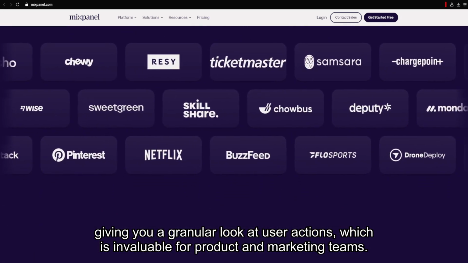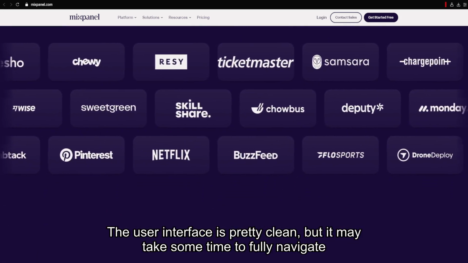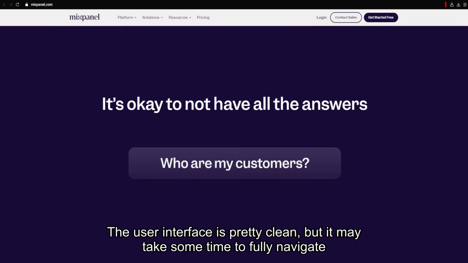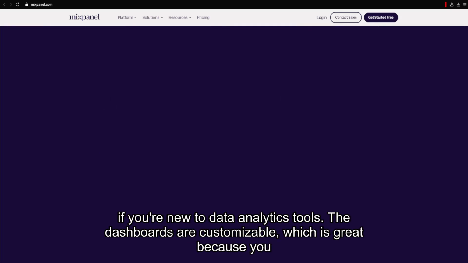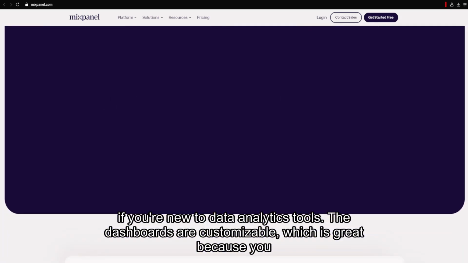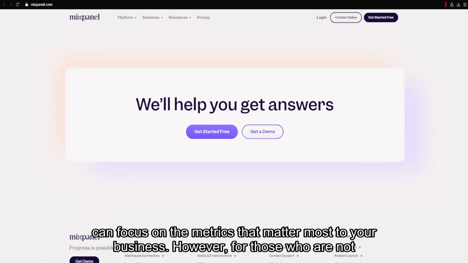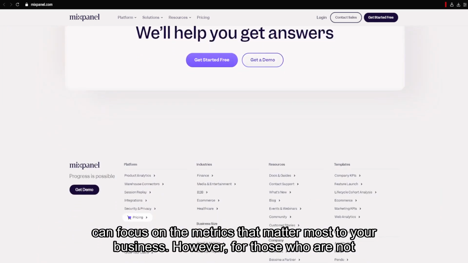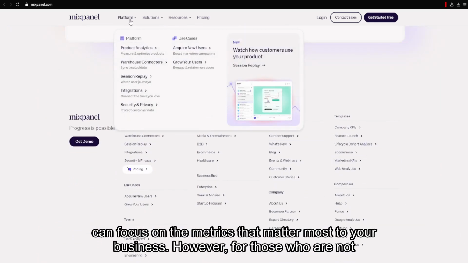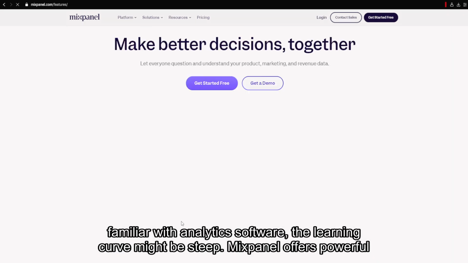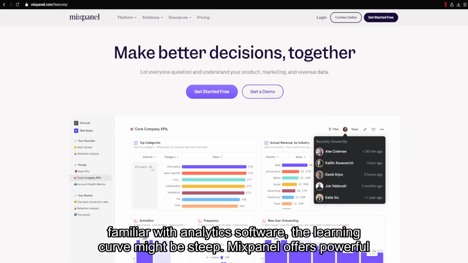The user interface is pretty clean, but it may take some time to fully navigate if you're new to data analytics tools. The dashboards are customizable, which is great because you can focus on the metrics that matter most to your business. However, for those who are not familiar with analytics software, the learning curve might be steep.